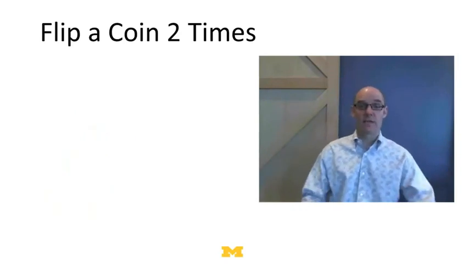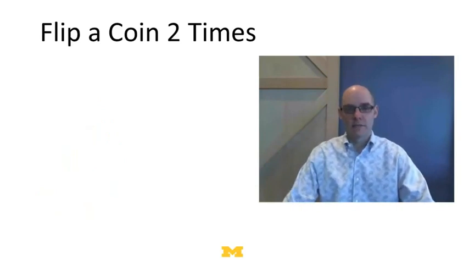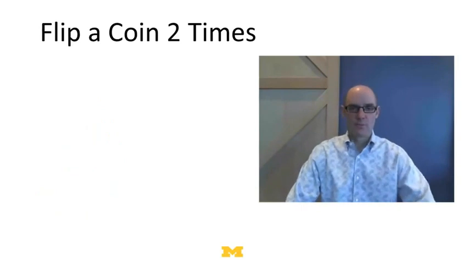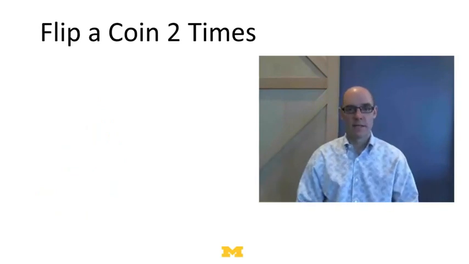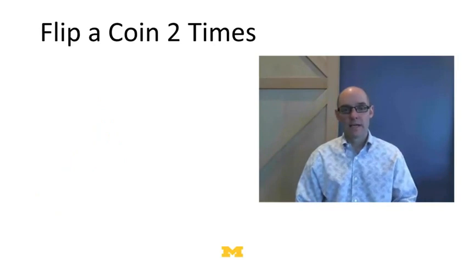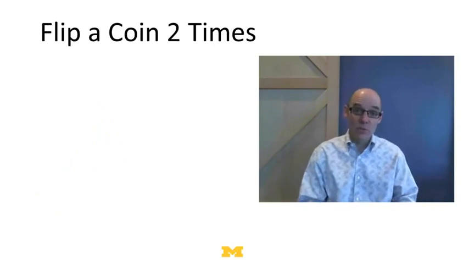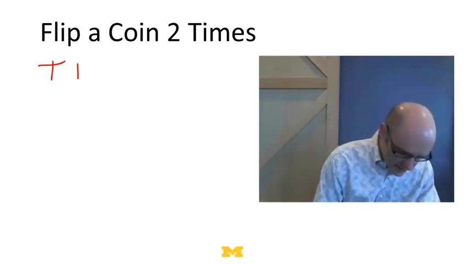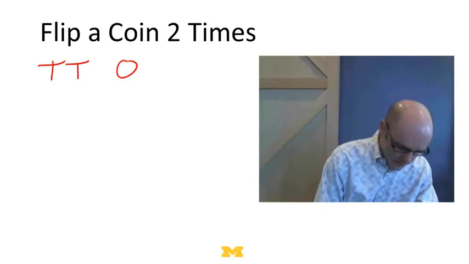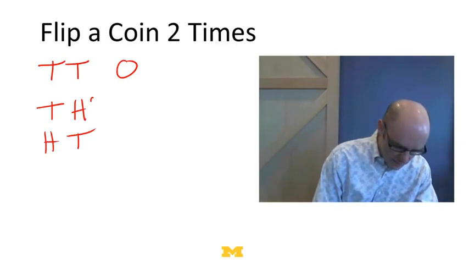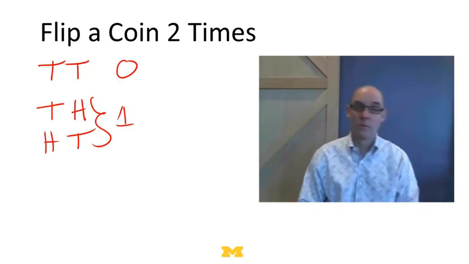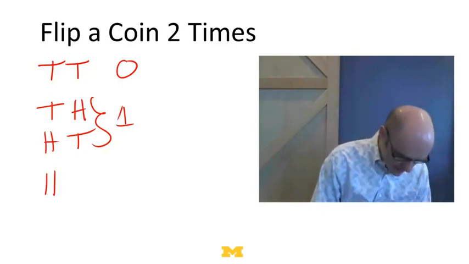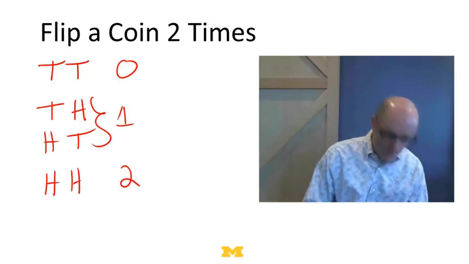To get an understanding of where these distributions come from, let's start really simple. So suppose I flip a coin twice, and I want to know what are the odds of getting a head? What's the probability distribution over heads? Well, what could I get? I could get tails, tails. Now it would be 0 heads. I could get tails, heads, or heads, tails, and both of these would be 1 head. Or I could get heads, heads, and that would be 2 heads.